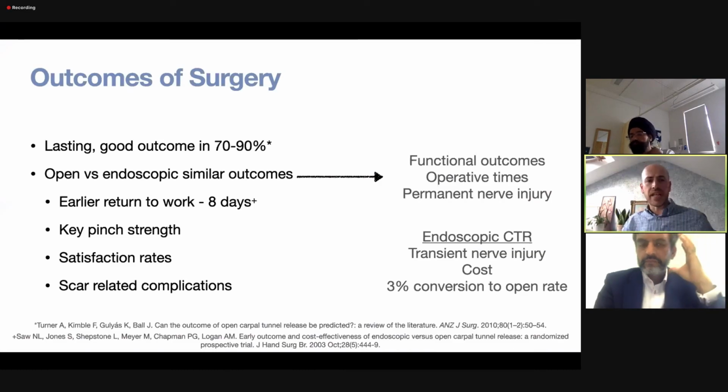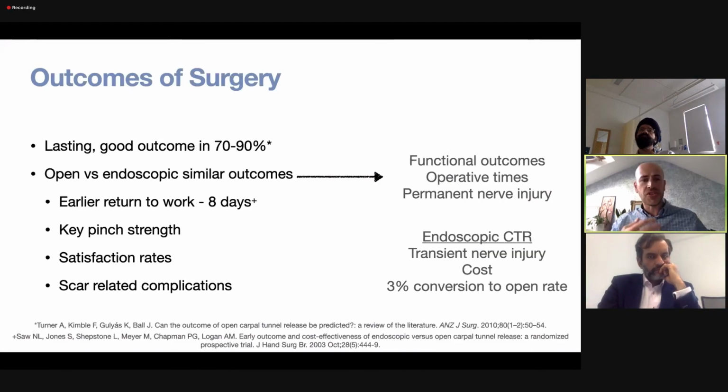So outcomes of surgery, in terms of carpal tunnel syndrome, has a lasting and good outcome in 70 to 90% of patients. These are patients who have weakness and a lot of functional difficulty, but with a simple procedure which takes 5 to 10 minutes in the operating room, can have a very good outcome. Open versus endoscopic, both have similar outcomes as regards the functional outcome, and even operative times in larger scale studies have been shown to be similar across the two.